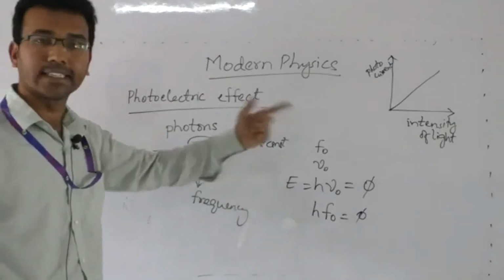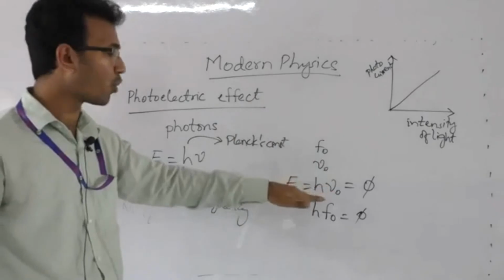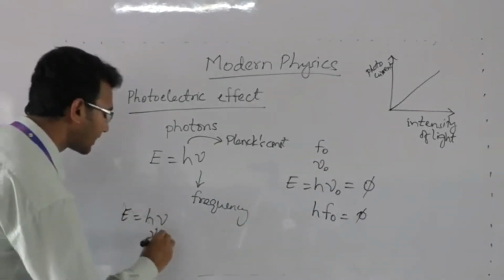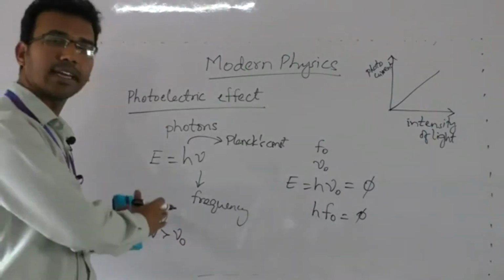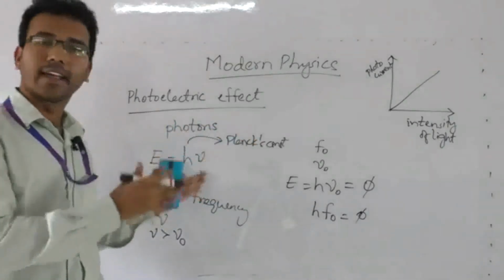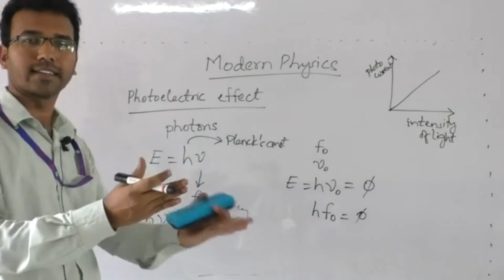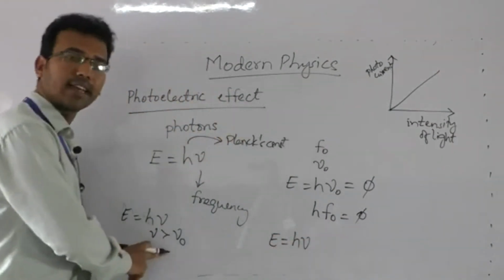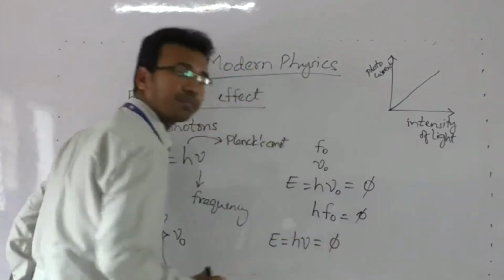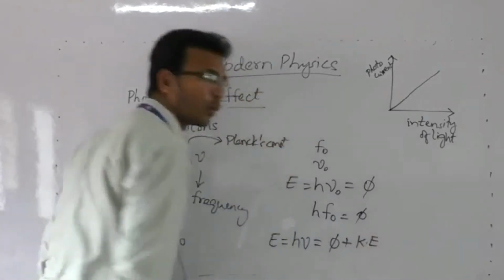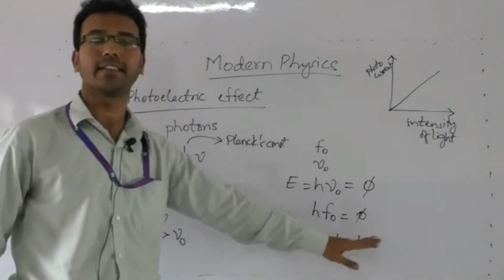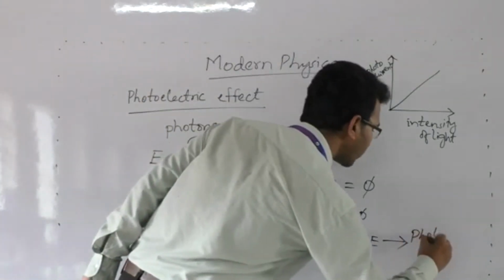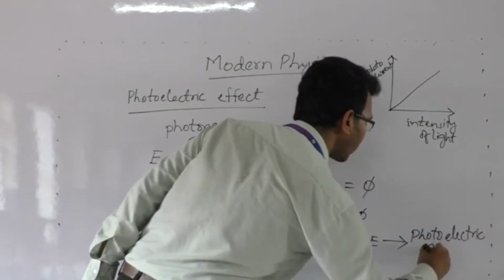What if you use a light energy which is more compared to this minimum energy? Suppose I use E equals h nu, where nu is greater than nu naught. What happens? As I said, the remaining energy is converted into kinetic energy of the electron which has been ejected out of the metal surface. So I can give an equation: E equals h nu, where nu is greater than the threshold frequency, equals the work function plus the kinetic energy of the electron emitted. So h nu is phi plus Ke. This is the famous equation given by Einstein, which is called the photoelectric equation.